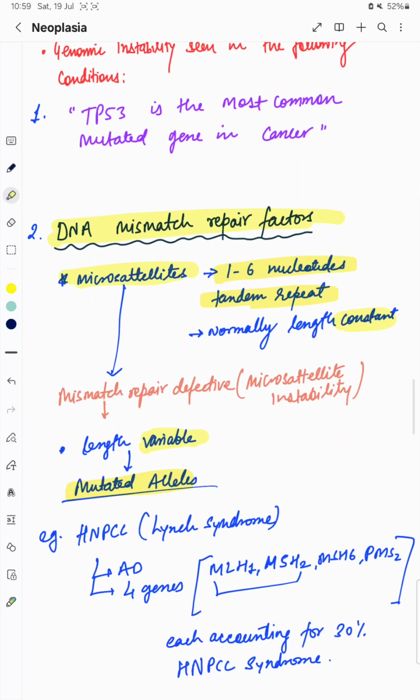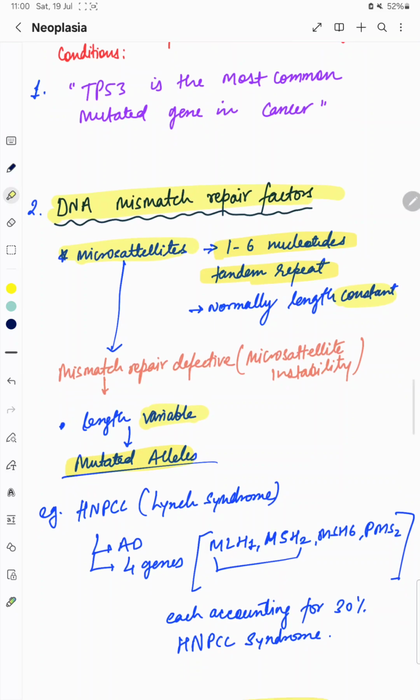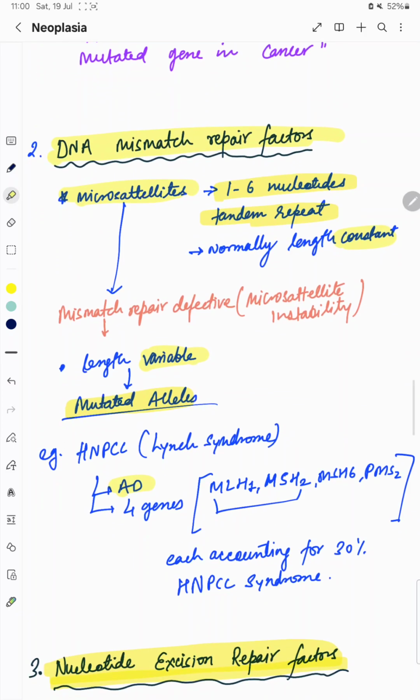An example of DNA mismatch repair defect is seen in HNPCC or Lynch syndrome. HNPCC stands for hereditary non-polyposis colon cancer, which is an autosomal dominant disorder. Mainly 4 genes are affected: MLH1, MSH2, MSH6 and PMS2.